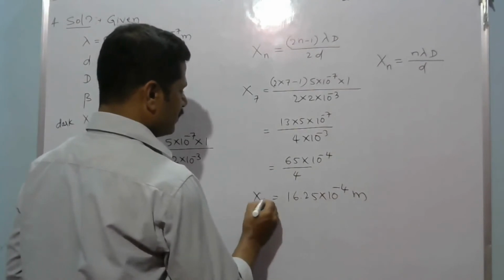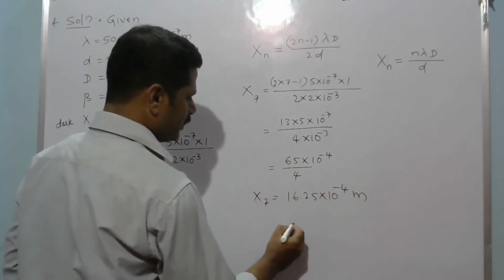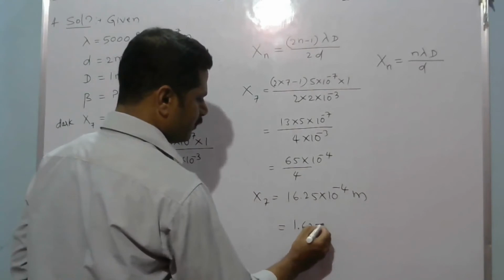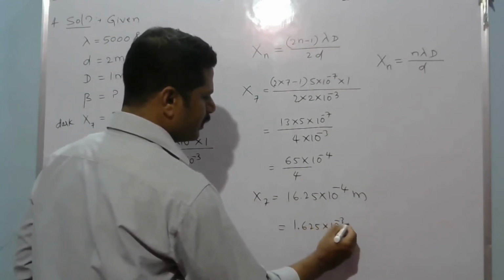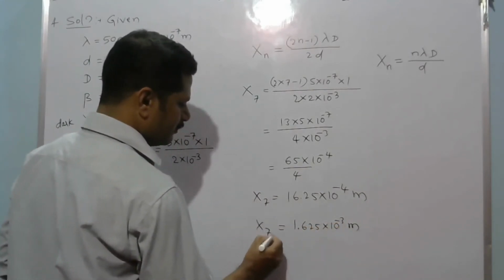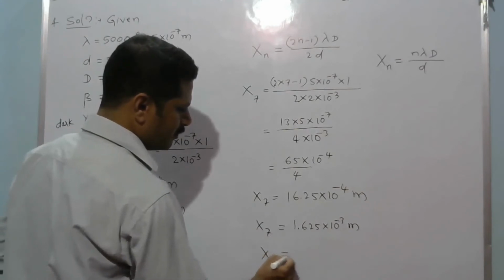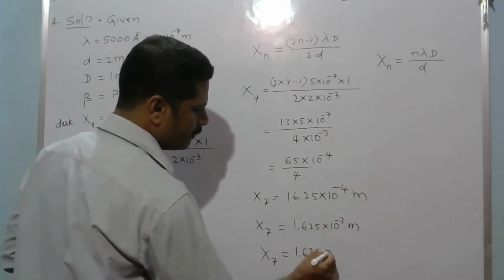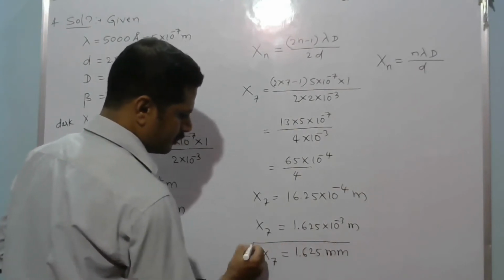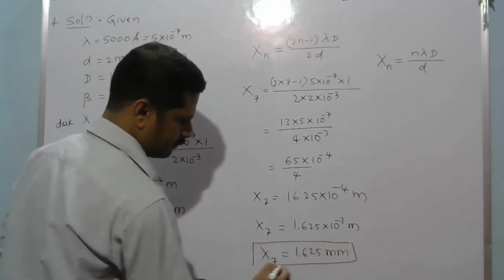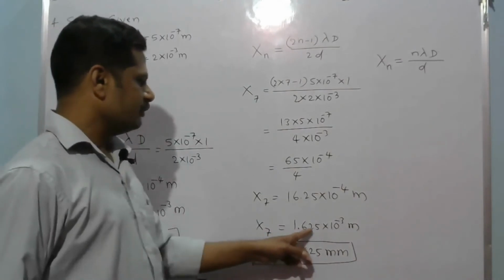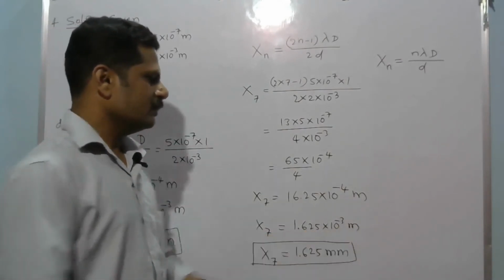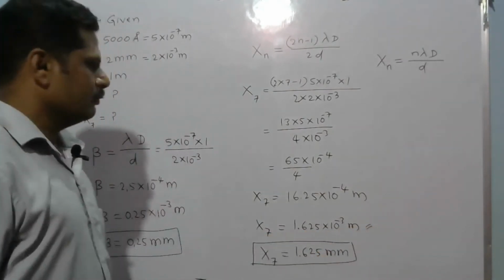If you express your answer to one decimal place, we will get 1.625 into 10 raised to minus 3 meter. That is, the distance of the 7th dark fringe from the central fringe is 1.625 millimeter. Or else you can write 1.625 into 10 raised to minus 3 meter. Okay.